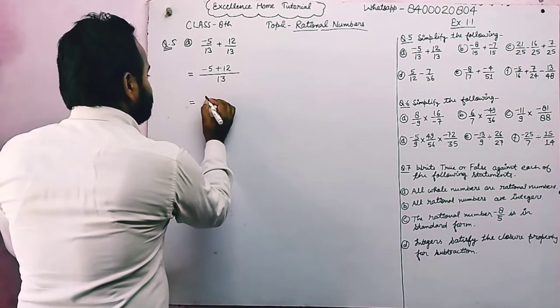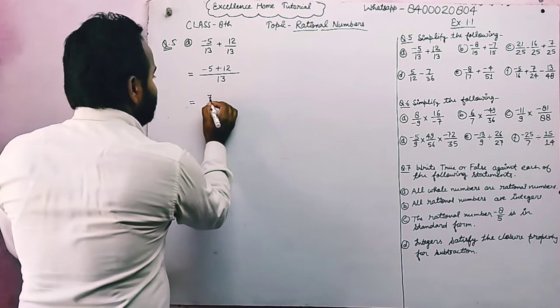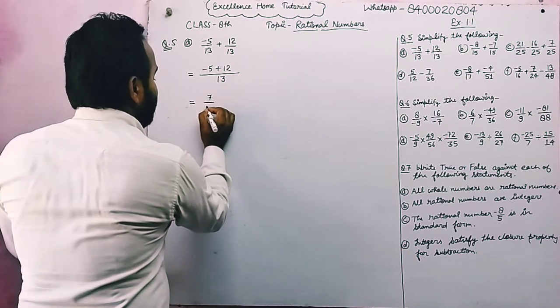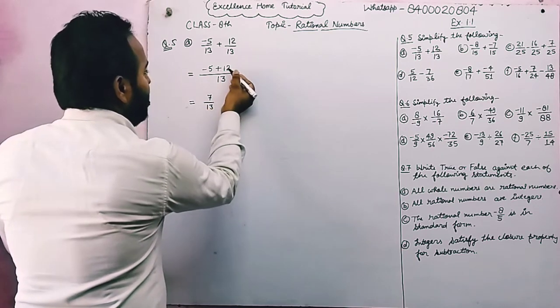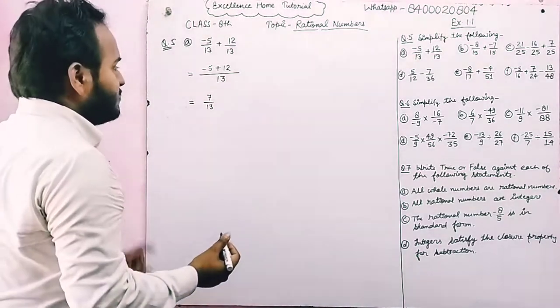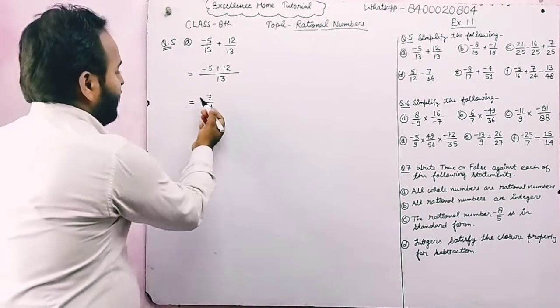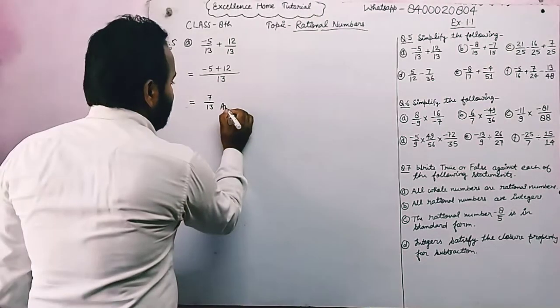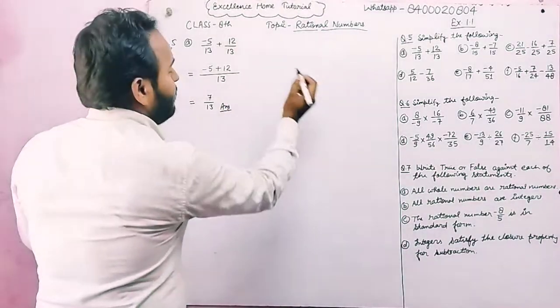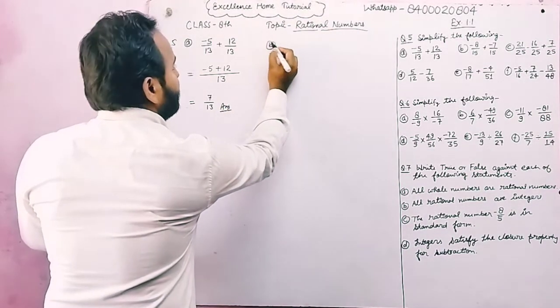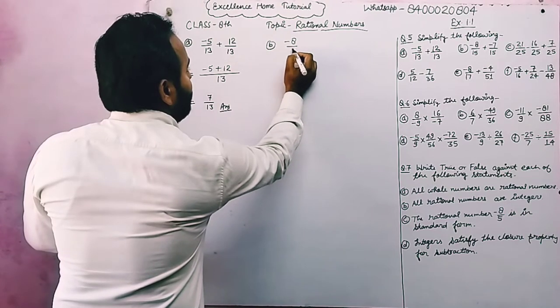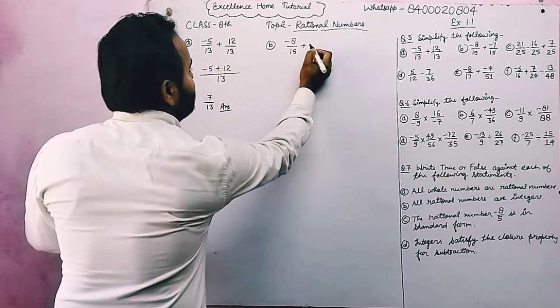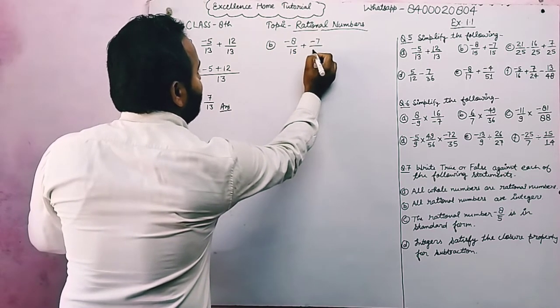So this answer is 7, and the denominator is 13. Since 12 has a positive sign, 7 is also positive. This is the answer. After that, moving on to section B, that is minus 8 by 15 plus minus 7 by 15.